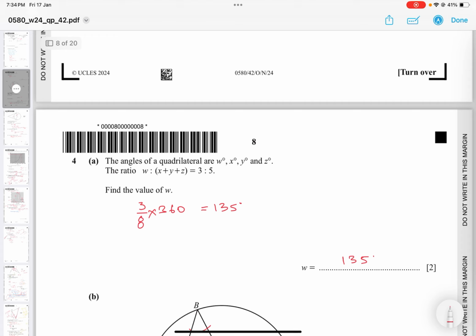Okay, so the next question is, angles of quadrilateral are in this ratio w:x. Now this is the ratio given and the parts are this much. Find the value of w. See, total parts are 8. Out of 8, 3 parts is w. And now we are talking about angles in a quadrilateral. What is the total sum of angles? 360. Just multiply it by 360 and you will get your answer.